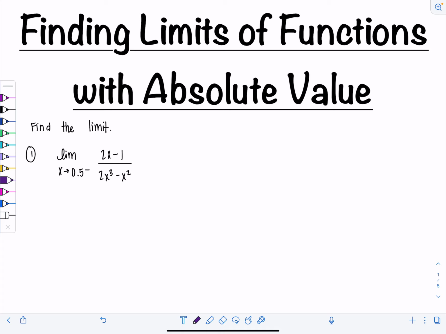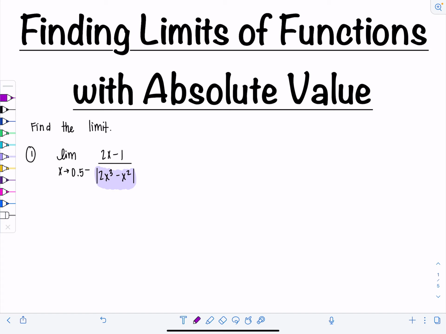All right, so find the following limit, and don't worry, there's absolute value right here in the denominator. So we need to find the limit as x approaches 0.5 from the left of (2x - 1) over the absolute value of 2x cubed minus x squared. As I mentioned, the first step is always going to be rewriting the absolute value portion as a piecewise function.